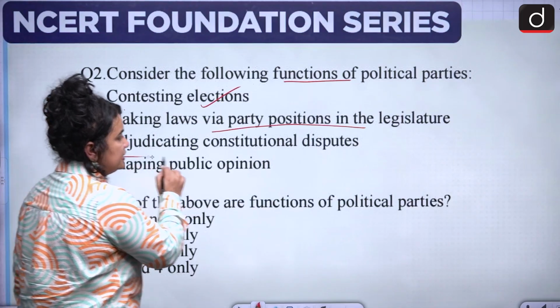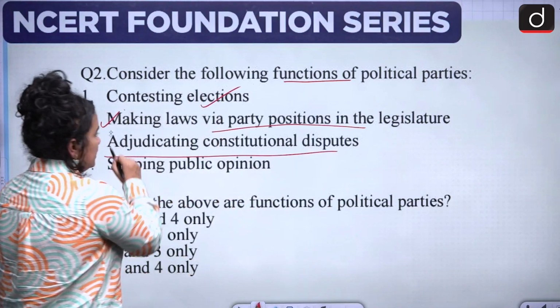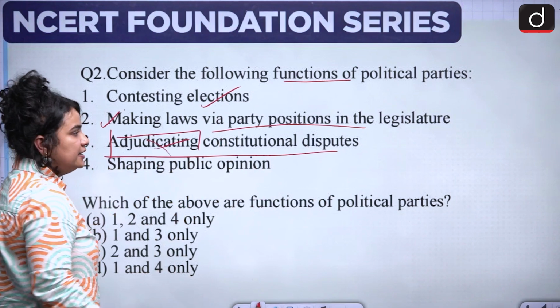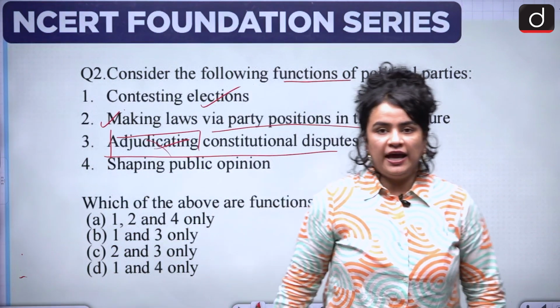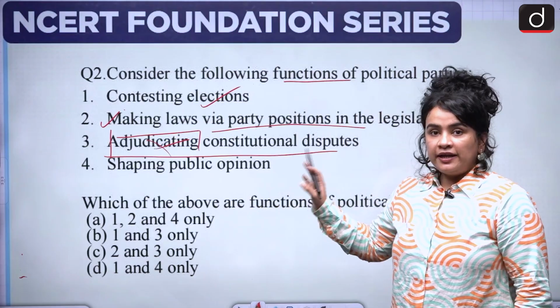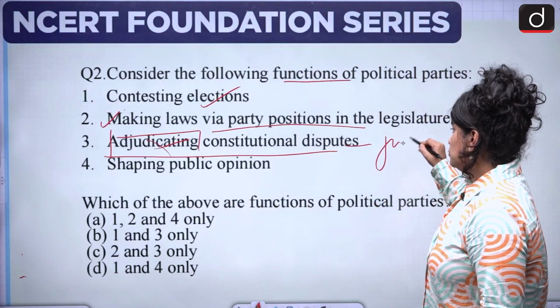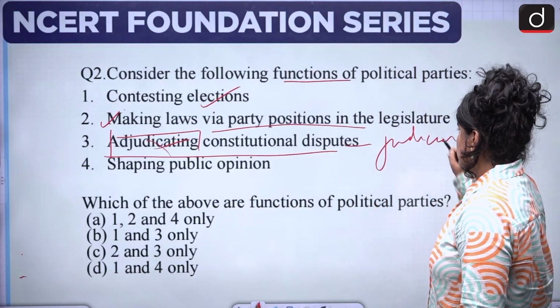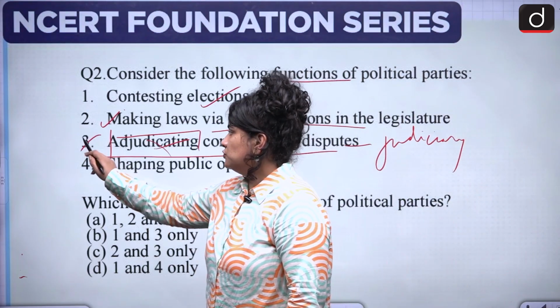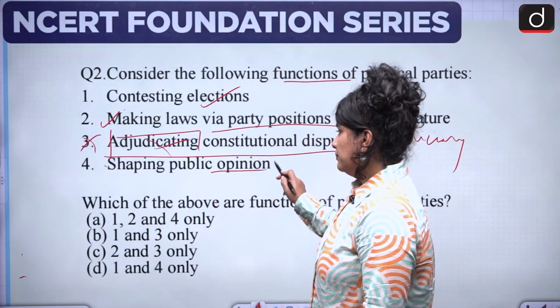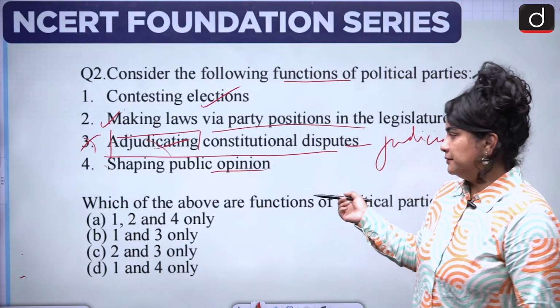3rd, adjudicating constitutional disputes. Now, this is not a function that we studied, and even if we were to use a little bit of common sense, we'll realize that adjudicating is actually a function of the judiciary, not of the legislature, not of the executive. So we can rule this out. 4th is shaping public opinion, and we just studied about that.